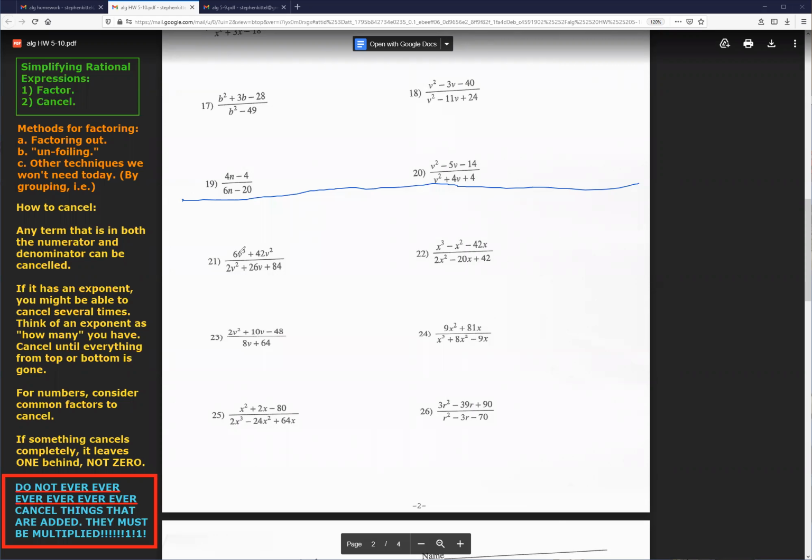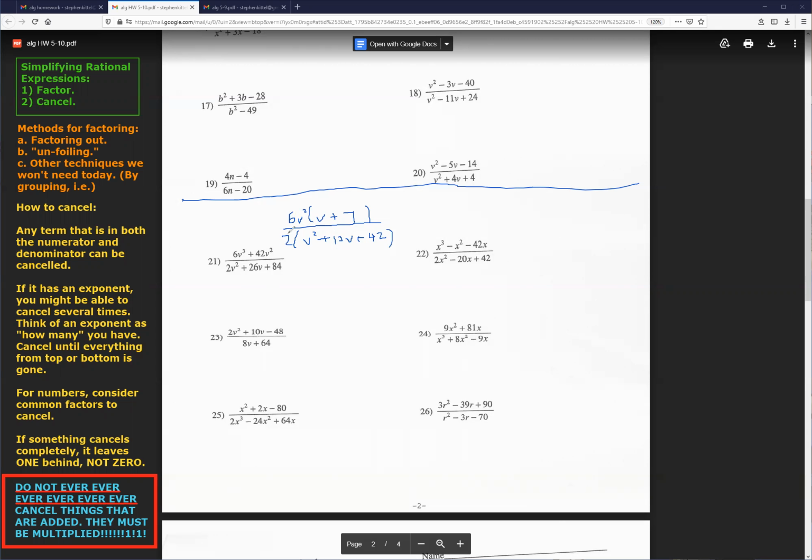So 21, 6v cubed plus 42v squared. What is a common factor? Well, they both have a 6. They both have multiple v's, v squared to be specific. So 6v squared times. All right, once I take out a 6v squared, what's left? From the first term, there's a v remaining. And from the second term, there's a 7, v plus 7. Now, the denominator, we can pull a 2 out. So let's pull a 2 out. We get v squared plus 13v plus 42.